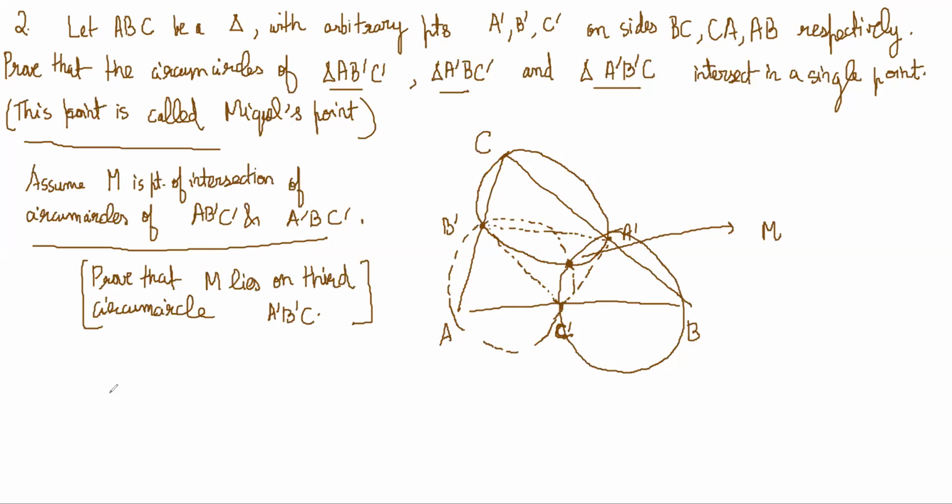To prove that something lies on a circle, it is sufficient to take some angles and prove that it is a cyclic quadrilateral. So suppose you want to prove that M lies on the circumcircle of A'B'C. It is enough to show that angle A'CB' plus angle A'MB' is equal to 180. If you can show that, then you have proved that M lies on the circumcircle of A'CB'.